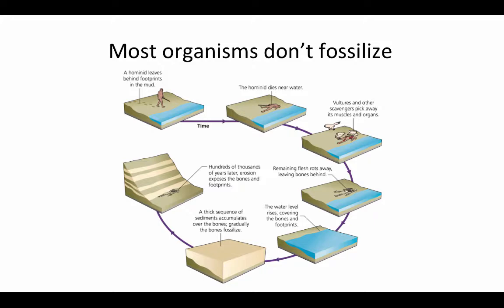So most organisms don't fossilize. The formation of a fossil is a very, very rare event in terms of all of the organisms that have ever lived on Earth. It's very hard to become a fossil. As the Earth changes and the areas are no longer covered with water, eventually these layers of sediment erode away and the fossil can become exposed.